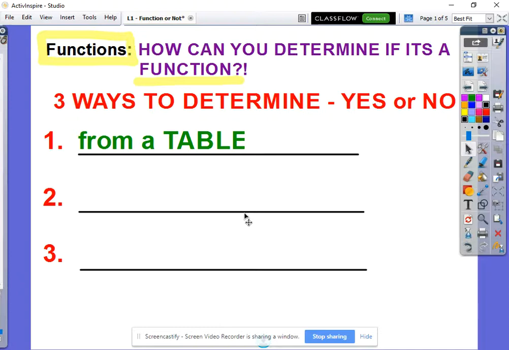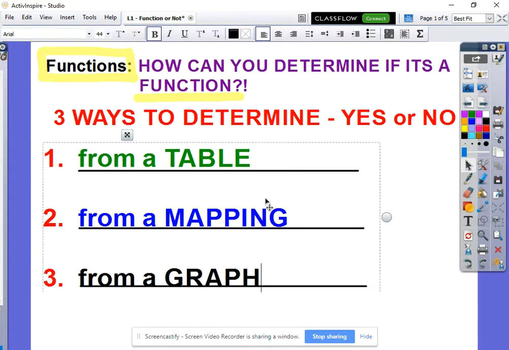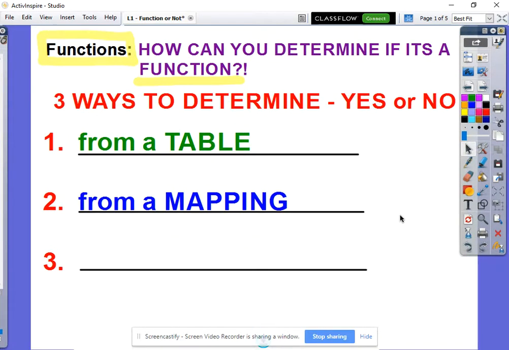So what if we don't have a table though? If we don't have a table, we might be able to determine it from what's called a mapping. That might sound a bit weird right now, but a mapping, you'll see, is basically mapping points to each other. So we have from a table, from a mapping, and then last but not least, you can also determine it from a graph. And actually, the graph one is the easiest one, so we'll save it for last.